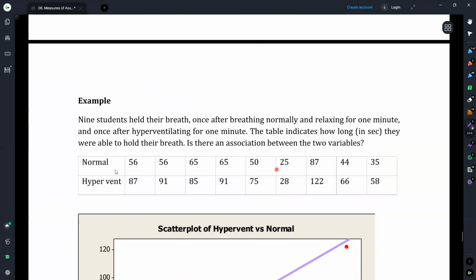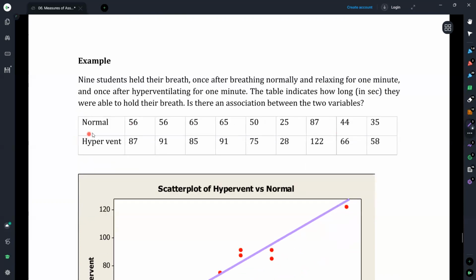For finding out the relationships, you can arbitrarily select one of these variables as the x variable, and the remaining variable would be the y variable. If you change the variables, it will not affect the final outcome. In this set of data, I will consider my x variable as the normal condition, and I'm taking my y variable as the hyperventilated condition.